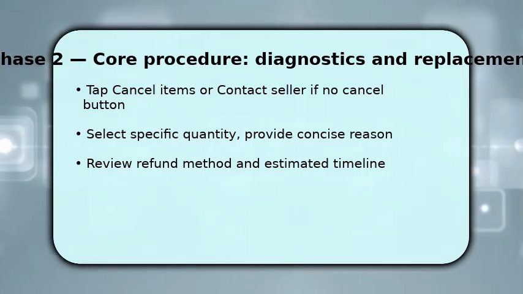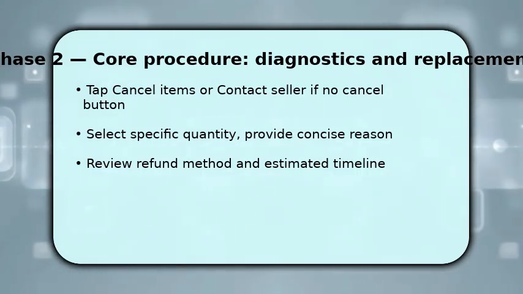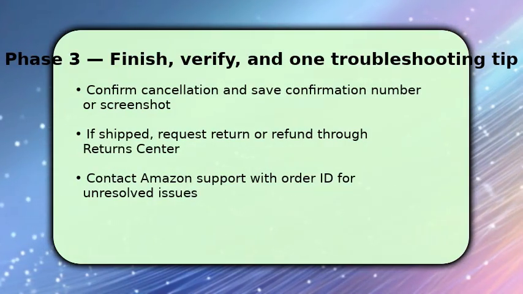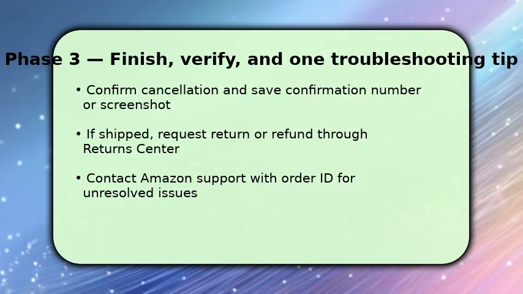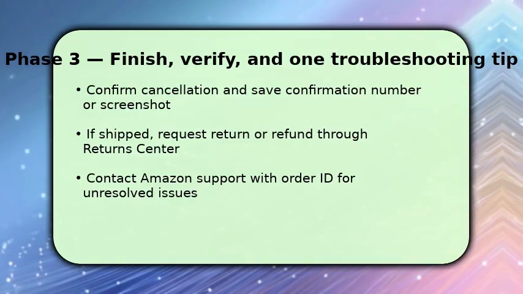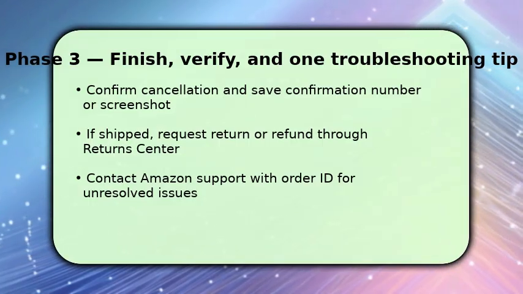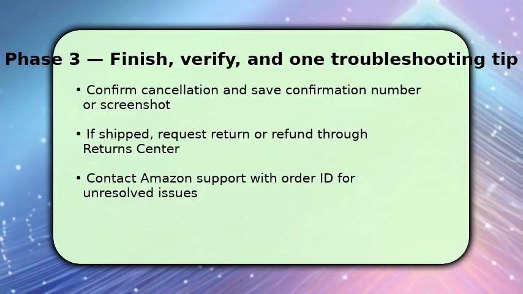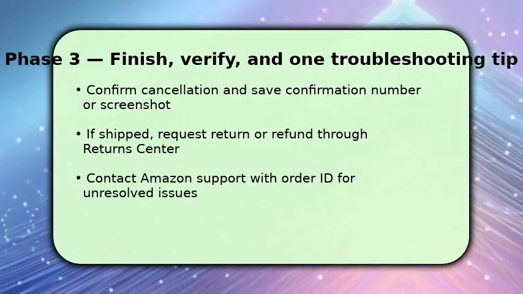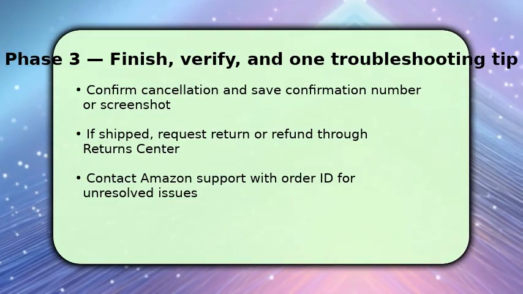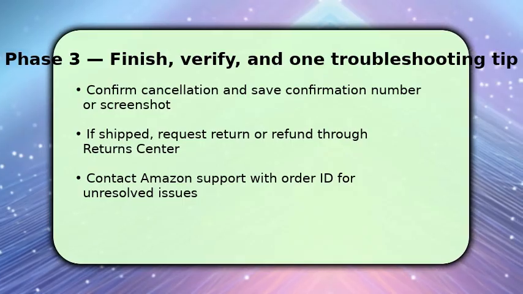Finally, confirm the cancellation and save the confirmation number or take a screenshot for your records. That evidence speeds disputes. If the item already shipped, go to Return Center to request a return and check your eligibility for prepaid labels. Make sure to monitor your bank or card for the refund. If it doesn't appear within the estimated window, contact Amazon support with the order ID and confirmation details. As a tip, if seller communicates.